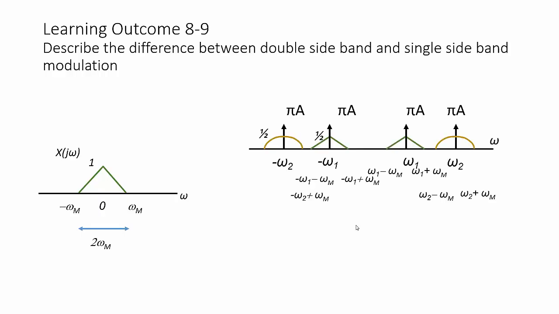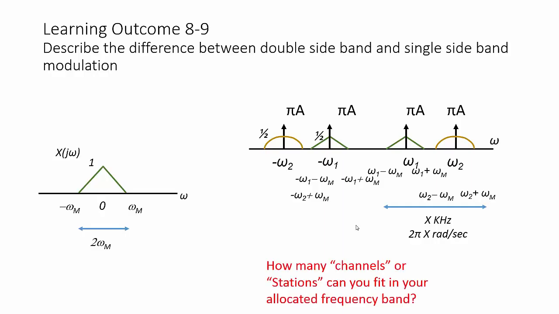So as we fit all of these spectra into our space, if we have a limited number of kilohertz, for instance, worth of space in which to fit them, and that would be 2 pi x rads per second, how many channels or stations could you fit into that allocated frequency band? Well, if I gave you a value for x and then a value for omega m, you could calculate that.